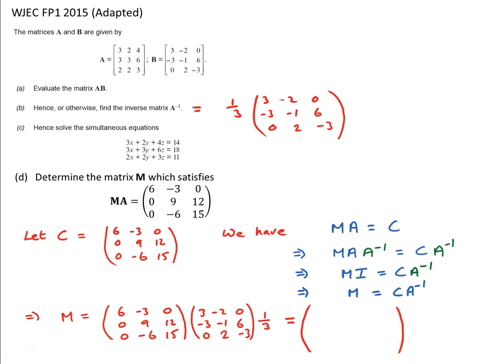Okay, so if you look at the first entry, that's obtained by multiplying the first row by the first column. We've got 6 times 3 is 18, minus 3 times minus 3 is 9, and 0 times 0 is 0. So we've got 18 plus 9 plus 0, which is 27, and a third of 27 is 9. So our first entry is 9. If we do the second row by the first column, we've got 0 times 3, which is 0. 9 times minus 3 is minus 27. And then we've got 12 times 0 is 0. So we've got 0 plus minus 27 plus 0, which is minus 27. But then multiply that by a third, we've got minus 9. And we can carry on finishing the multiplication off just like that to obtain the final answer for the matrix M.